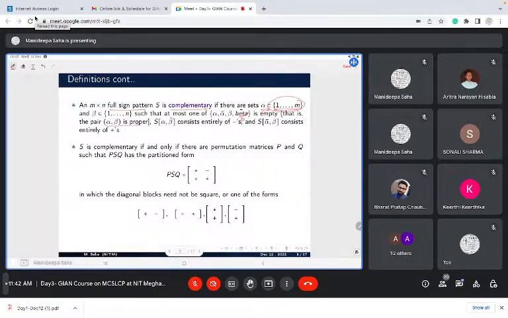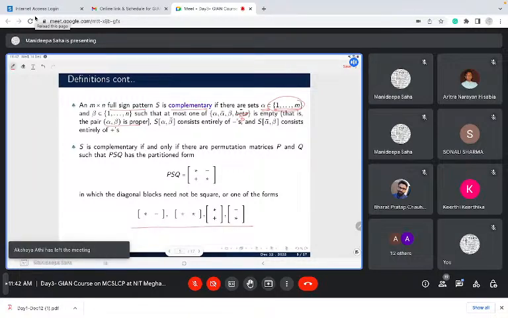So if S is complementary, as I just showed, we can always do a permutation of the rows and the columns, and eventually we can bring it into this form. This portion is always negative. This portion is always positive. Fine. So that can happen. And if none of them are non-empty, if one of them is empty, then it will be of either of these forms.